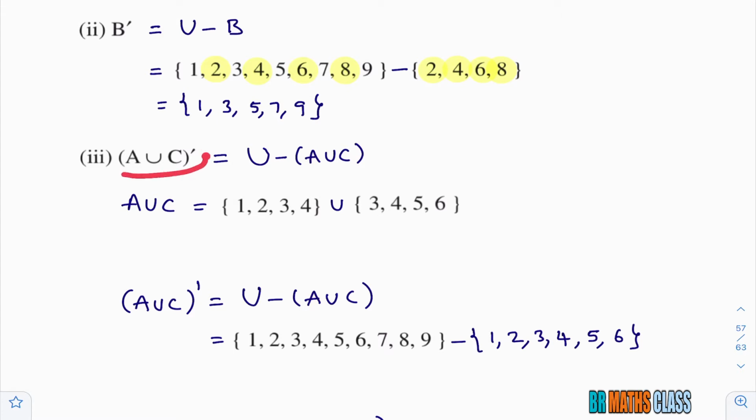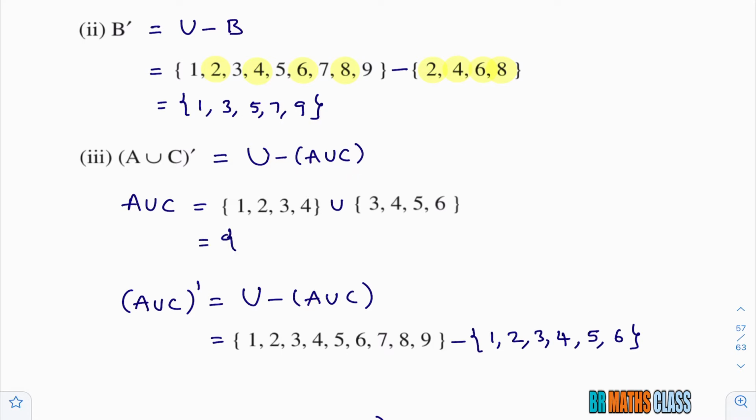Now they are asking to write A union C whole dash. B dash formula is U minus B. C dash formula is U minus C. In the same way, A union C whole dash formula is what? U minus A union C. Okay. So before calculating U minus A union C, I need to calculate A union C first. So I'll calculate A union C.